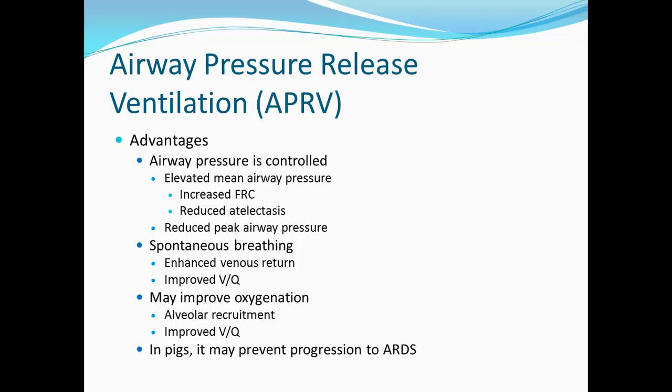APRV is designed to allow the patient to breathe spontaneously, and as I said earlier, it generally will enhance venous return and it should improve the VQ. By improving the VQ and by enhancing venous return, by a reduction in atelectasis, oxygenation is usually improved with APRV, primarily from the alveolar recruitment and the improved VQ. And again, as I said, there is possibility that it may prevent the progression to ARDS in some patients. However, that is very questionable, I think, at this point.